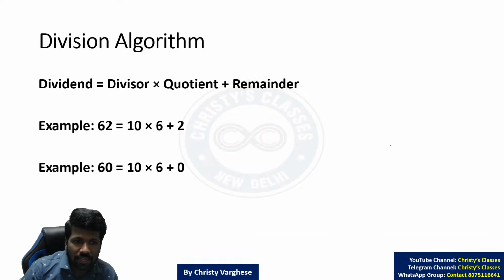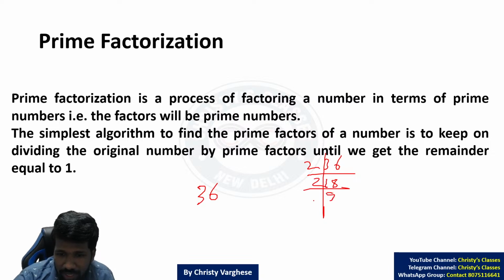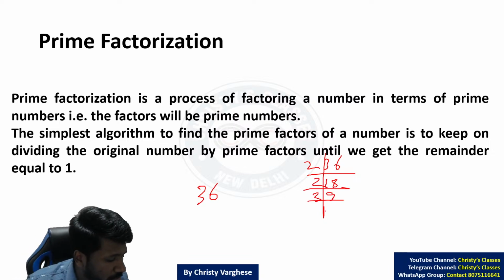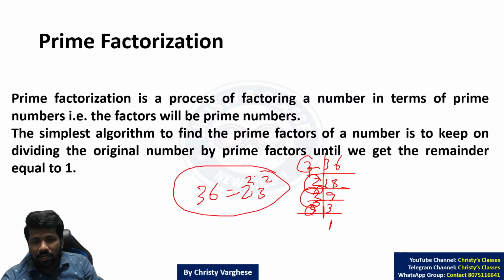So, for example, if I am taking 36, in school you have done like this, 36 by 2, 18, 18 by 2, 9, 9 by 3, because 9 cannot be divided by 2, so 9 by 3 is 3, 3 by 3 is 1. That means 2 into 2 into 3 into 3, or 36 can be written as 2 square into 3 square. This form is called prime factorization.